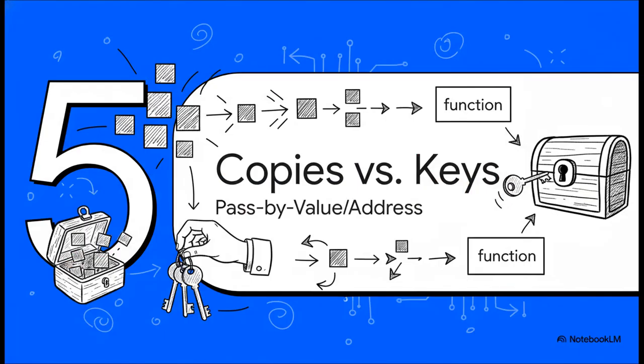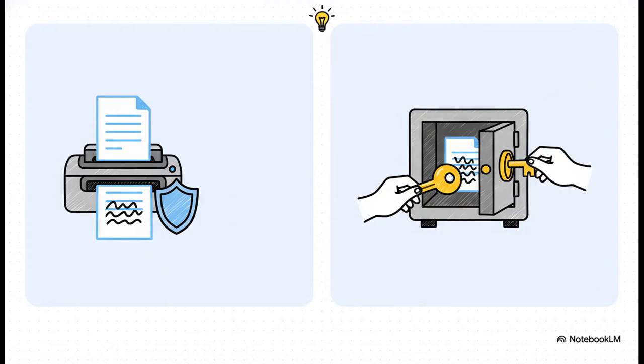The answer lies in one of the most fundamental rules in all of C programming. It's all about how we give information to a function. Are we handing it a copy of the data, or are we handing it the keys to the original? This slide just nails the explanation.